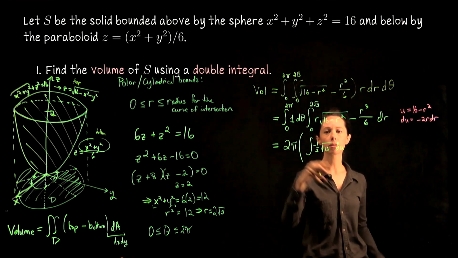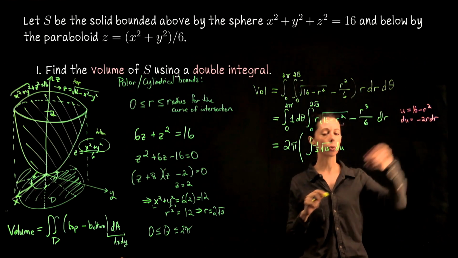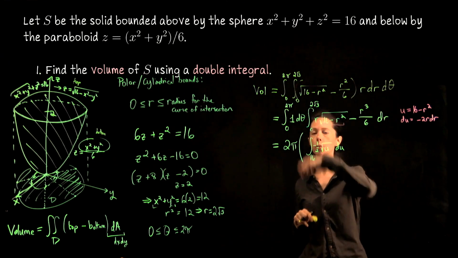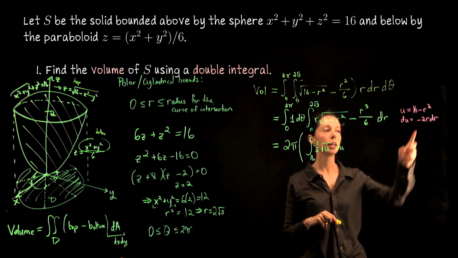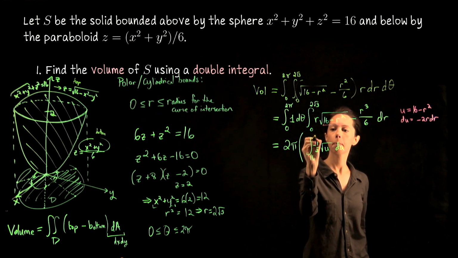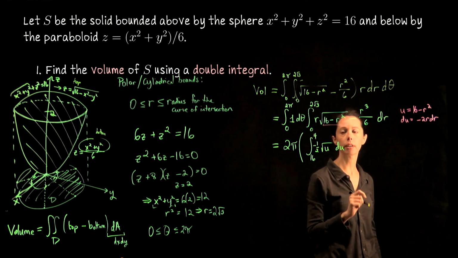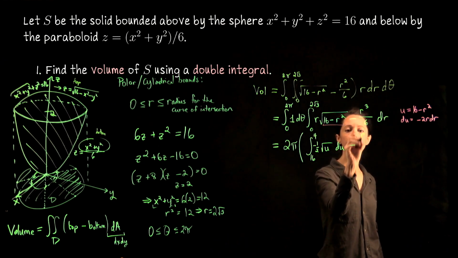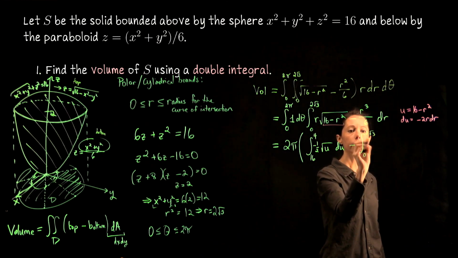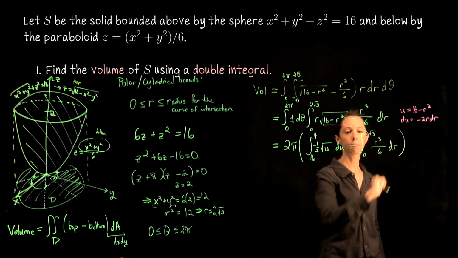Let me also convert the bounds. When r is 0, u is 16 minus 0 squared. So that's 16. When r is 2 square root of 3, or square root of 12, u is 16 minus that squared, so 16 minus 12 is 4. So that's my first integral after the conversion with u substitution. The second one, let me just rewrite it as the integral from 0 to 2 square root of 3 of r cubed over 6. This is just going to be regular power rule anti-differentiation.